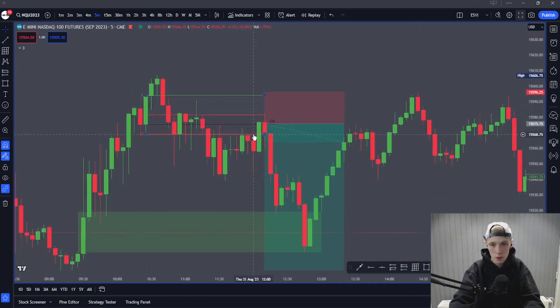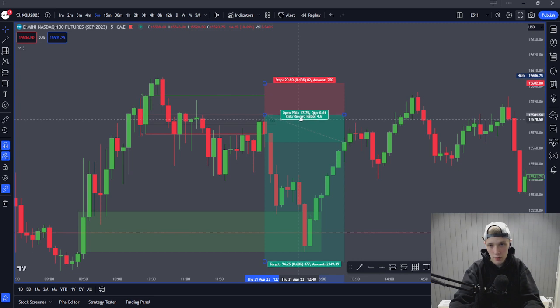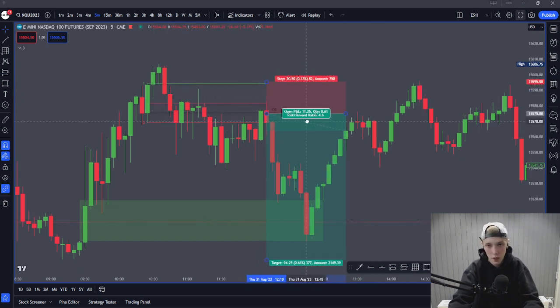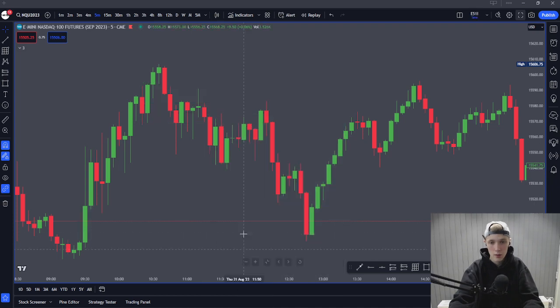But some people would enter as soon as it touches the wick of the order block. Some people would enter at the 50% mark, but it's up to the person itself. But I usually just go off the body itself. But you count the wicks too. The wicks also count for an order block.